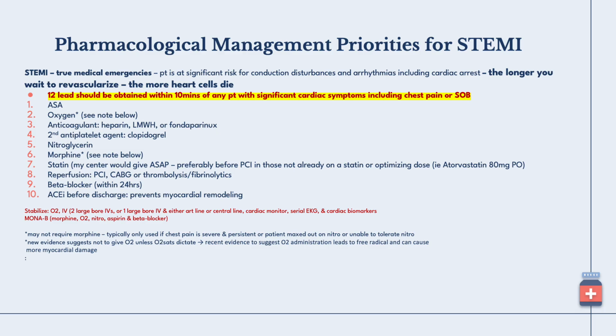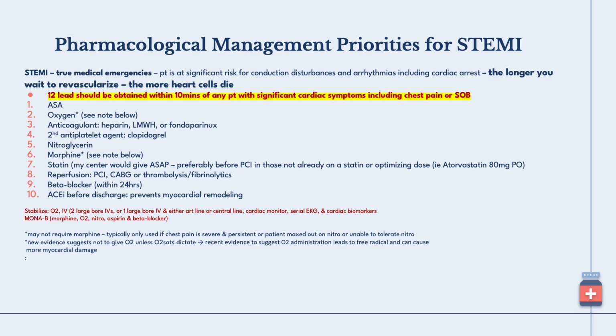electrical disturbances. So a 12 lead needs to be obtained within the first 10 minutes of any patient presenting with significant cardiac symptoms, including chest pain or shortness of breath. Get the aspirin in, consider oxygen.